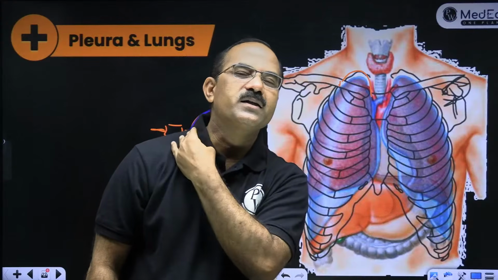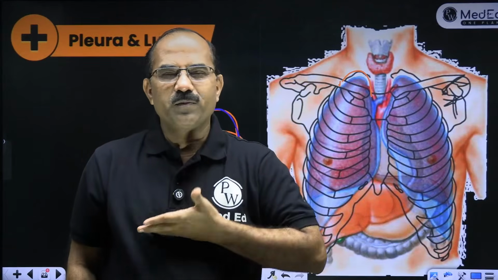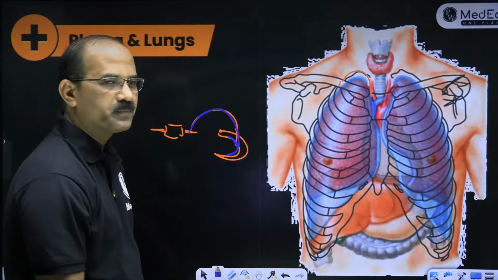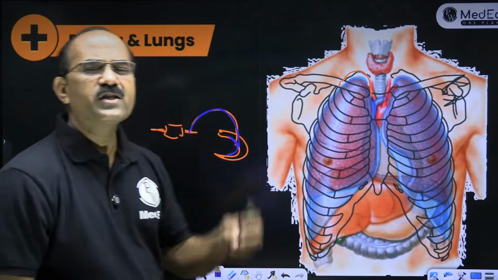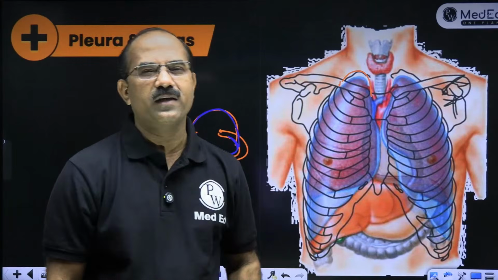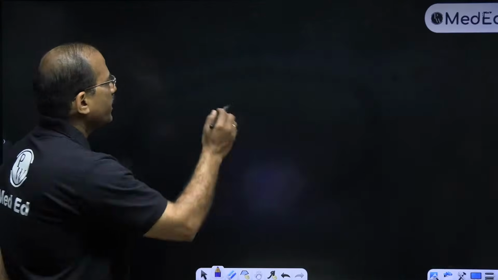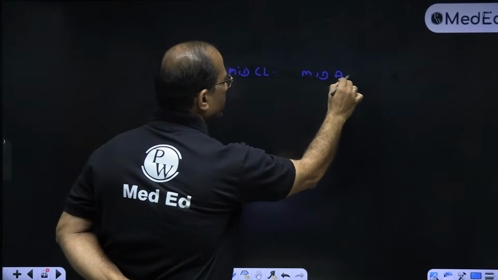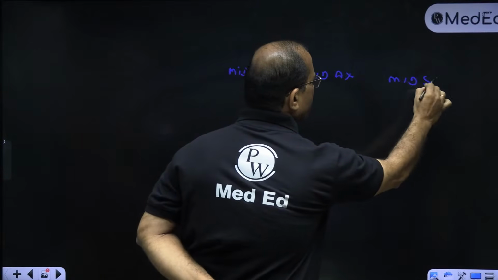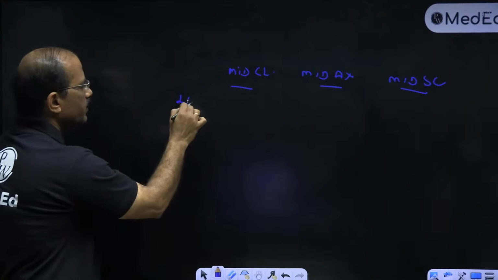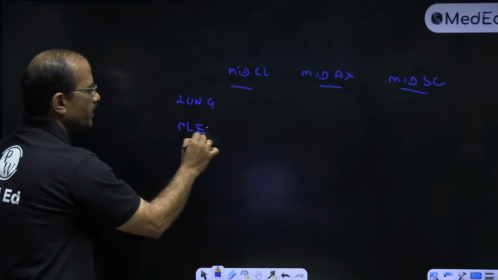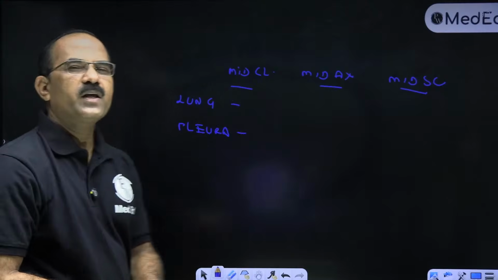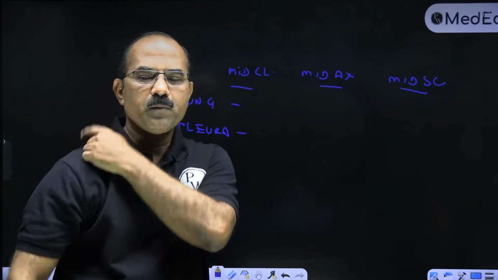This is the cervicothoracic diaphragm. This is our thoraco-abdominal diaphragm, which we call the diaphragm. There is a pelvic diaphragm, which is levator ani and coccygeus. Fine. The extent of lung should be known. The extent of pleura should be known. Can anyone tell me the extent of lung in the mid clavicular line, mid axillary line, and mid scapular line? What is the extent of lung and what is the extent of pleura? This is asked in MCQs.